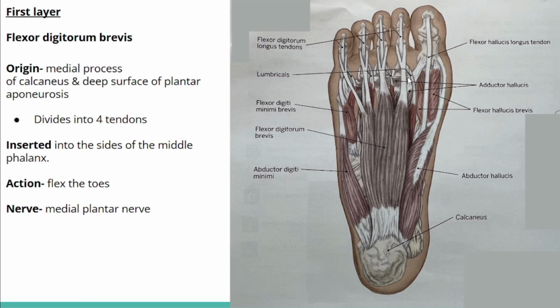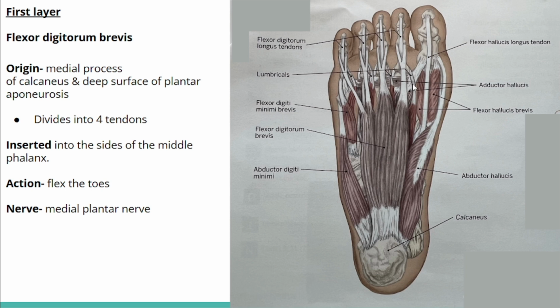So we'll discuss what the contents of the first layer are. The centrally located flexor digitorum brevis is the first muscle we are going to discuss. This belongs to the first muscle layer. It originates from the medial process of the calcaneus and from the deep surface of the plantar aponeurosis, and then it divides into 4 tendons. Now there is no tendon to the big toe from this muscle because the big toe has its flexor hallucis brevis in the third muscle layer.